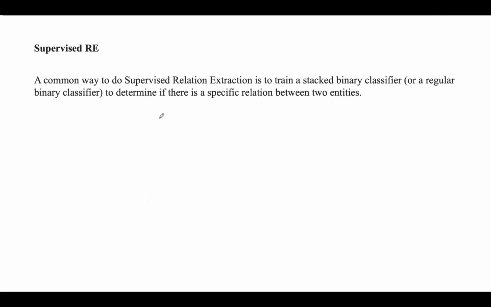So the most common way to do supervised relation extraction is to train a binary classifier. We use a binary classifier to determine whether there is any relation between the entities or not. In supervised relation extraction, in order to find out whether a relation exists between two entities, we need to use a binary classifier.